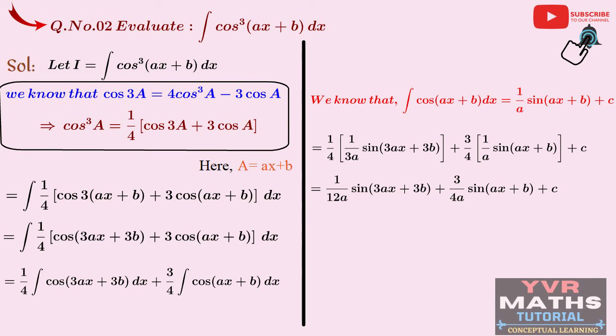Till now, we discussed two types of questions. The first one is where the power of cos is 2 and the second one is where the power of cos is 3. Now, we will discuss one more problem. If the power of cos is 4, then how can we solve that type of problem? See here, next question. Evaluate integral cos power 4 2x dx.